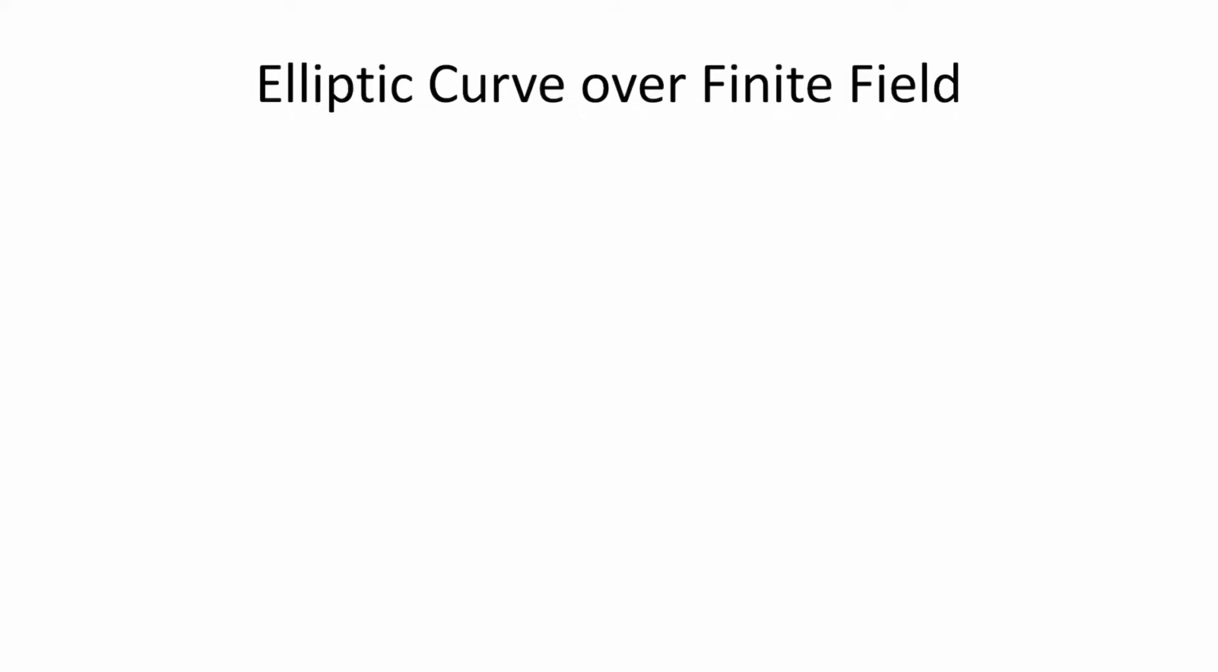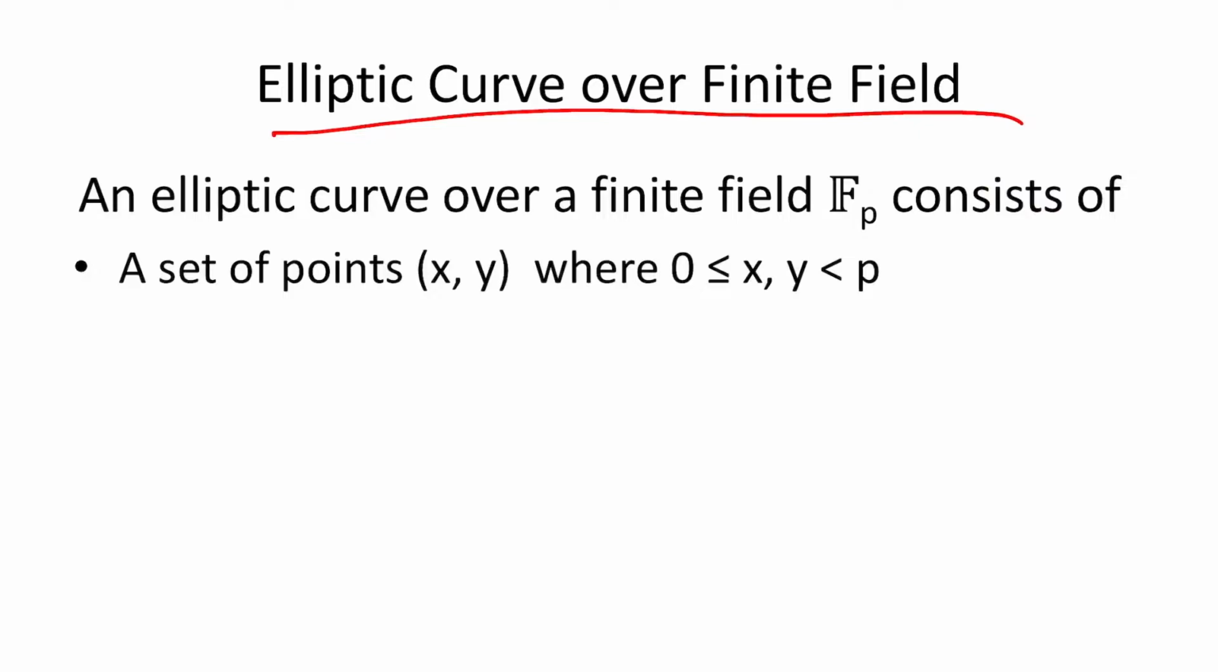So that's a general overview of elliptic curves. However, we don't use them as is for cryptography purposes. We define what is known as an elliptic curve over a finite field. This is because we always use finite fields in cryptography. So we define an elliptic curve over a finite field using a prime number. This is also represented as Fp, where p is the prime number.